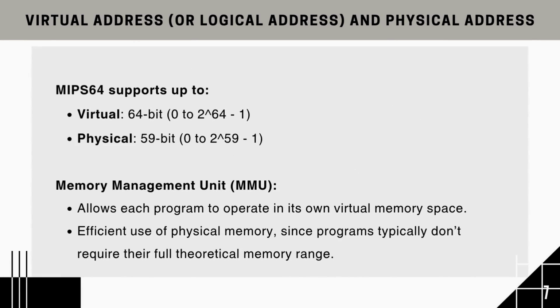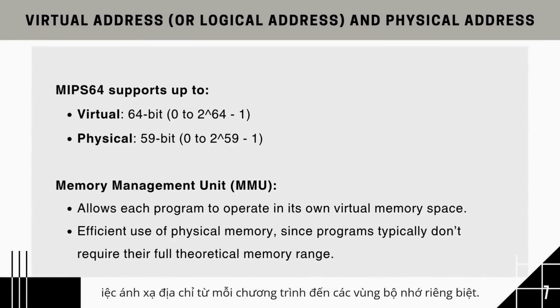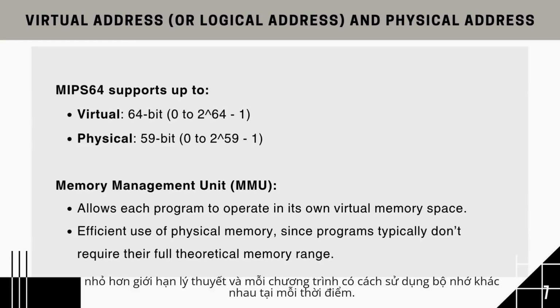MMU, Memory Management Unit, plays a crucial role in mapping addresses from each program to distinct areas of memory. This is feasible because physical memory is often considered smaller than theoretical limits, and each program has unique memory usage patterns at any given time.